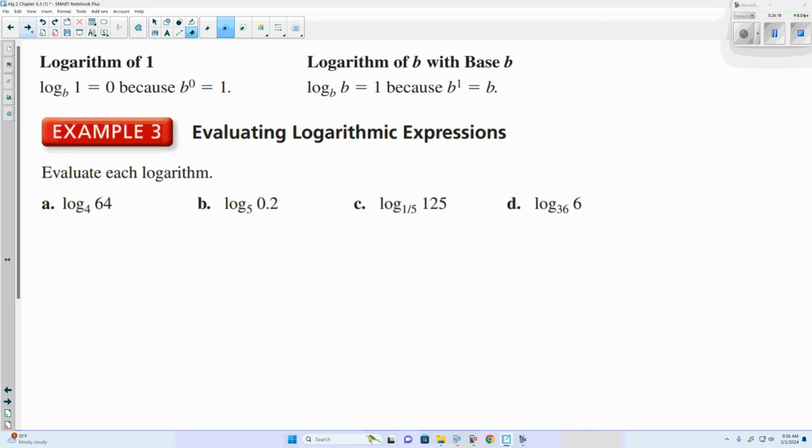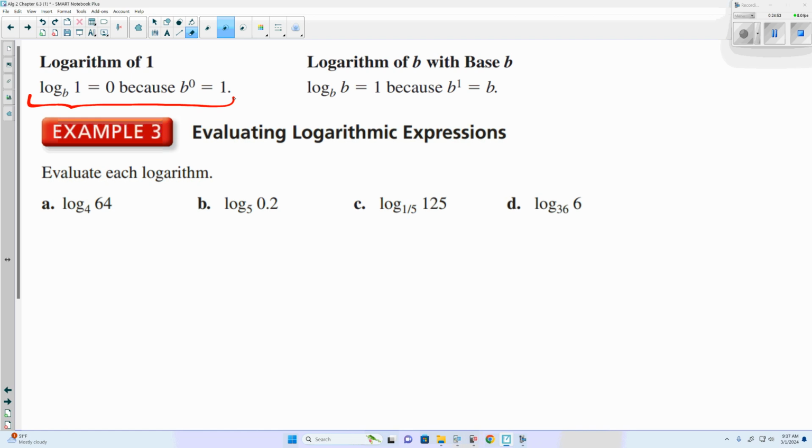I would write this. I would definitely write this down. Log base b of 1 equals 0. Because when we rewrite it as an exponential, we get b to the 0 equals 1. Well, anything to the 0 power besides 0 is 1. So if we're ever looking at a logarithm and the number inside is 1, we know it's 0. That's just the way that works.